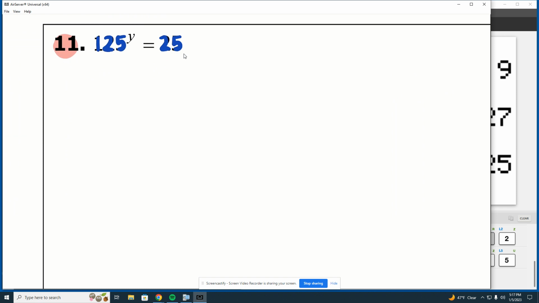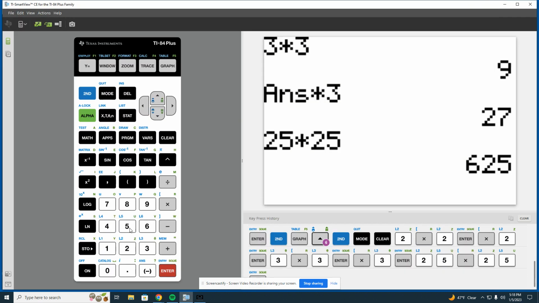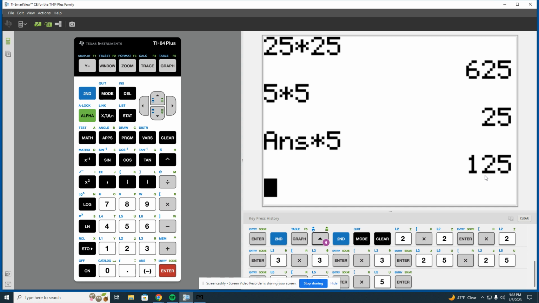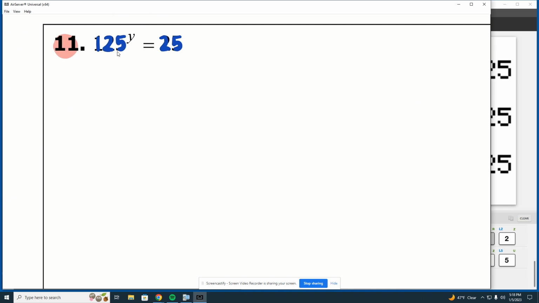Now, here's my next question then. Can I change these both where they would have equivalent bases? Well, let's look. I know y'all are familiar with 25. Isn't 25 5 squared? It is. 5 squared is 25. Well, if I multiply that one more time by 5, look what you get. You get 125. So we can make both 125 and 25 have a base of 5.